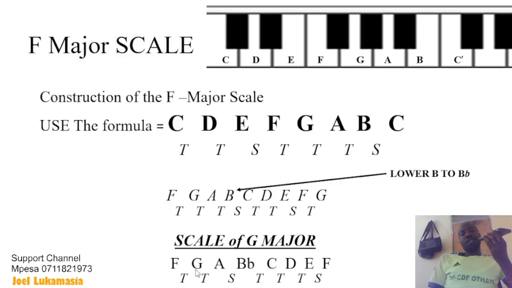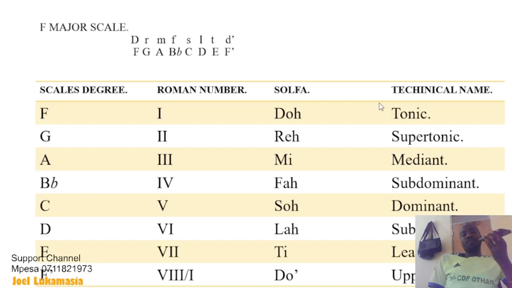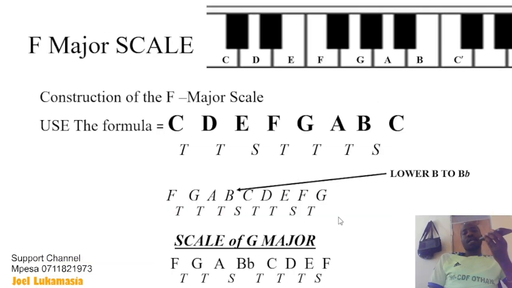So from F to G it's a tone, from G to A it's a tone, then from A to B flat. Look, A is here on the piano keyboard, then B flat is here. Remember, it's not B, so A to B flat becomes a semitone. Then from B flat to C it becomes another tone. Then from C to D a tone, D to E a tone, then E to F a semitone. So the scale of F major has F, G, A, B flat, C, D, E, F.